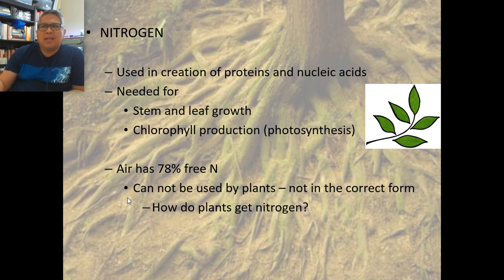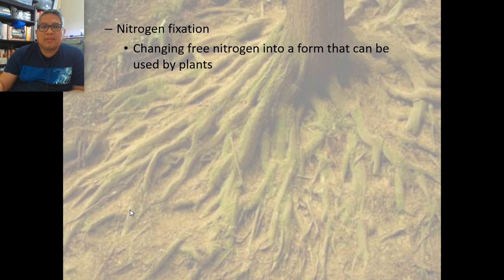So how do we utilize the nitrogen from the atmosphere then? How do plants get nitrogen? Okay, so we have nitrogen fixation. Basically, this is a process of changing an inert form of nitrogen into a usable form. So changing free nitrogen into a form that can be used by plants.